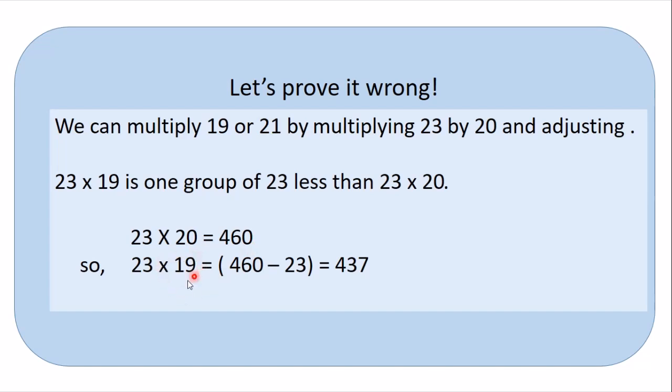So what will be 23 times 19? As 19 is less than 20, here we are going to subtract 23 from the answer of 23 times 20. So let's do it. 460 minus 23 equals 437. So 23 times 19 is 437.